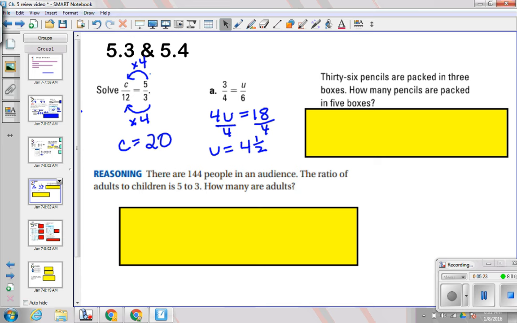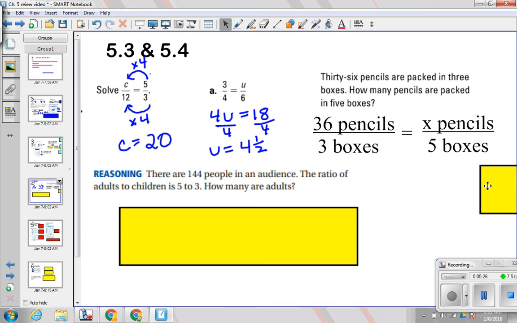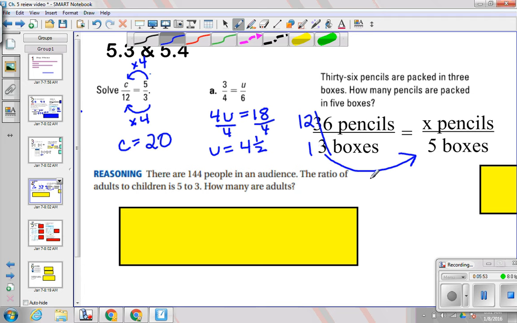Okay, let's look at the pencil problem. This would be the proportion you could use to solve that. Make sure you put your units next to it so you sort out your numbers correctly. So now we have to solve it. I would probably use a unit rate in this case because we could simplify 36 over 3 to 12 pencils in one box. So then it's easy to multiply by 5 to get our answer. So 12 times 5 would mean that we would have 60 pencils in the bigger box, in 5 boxes.